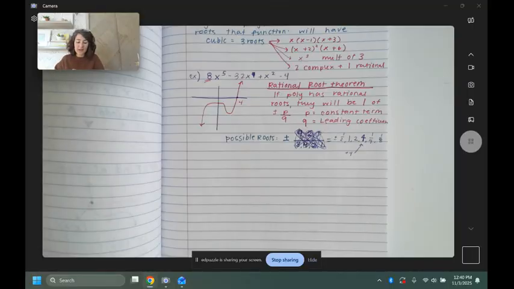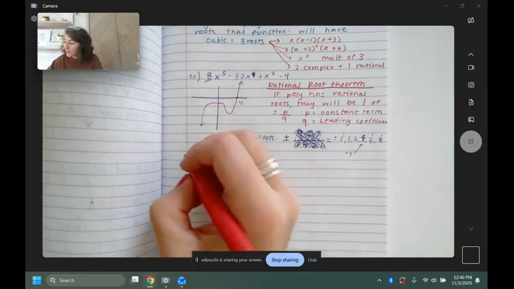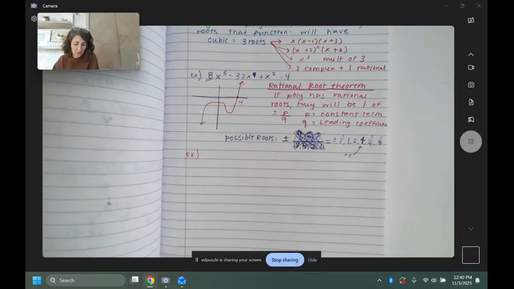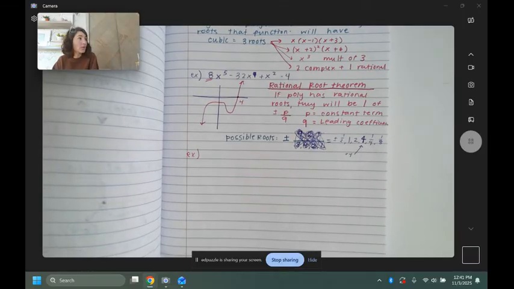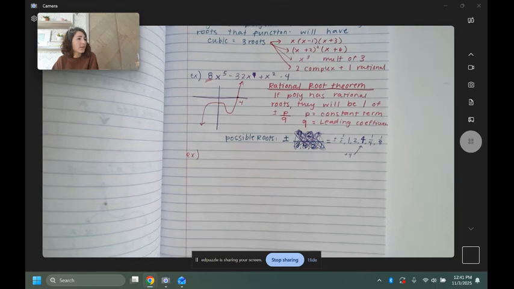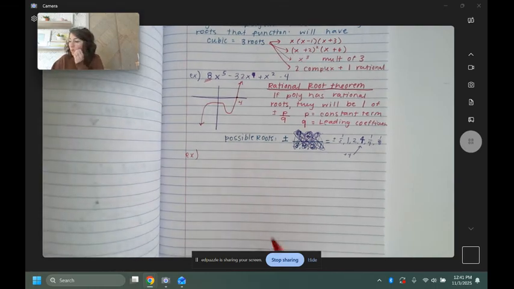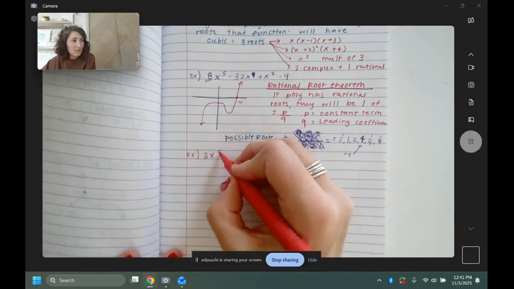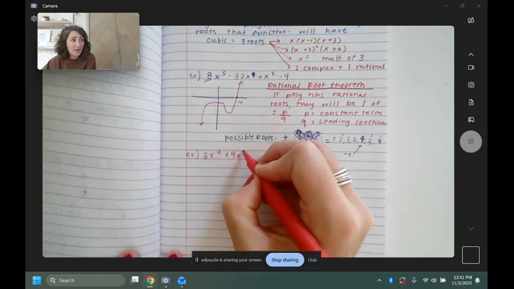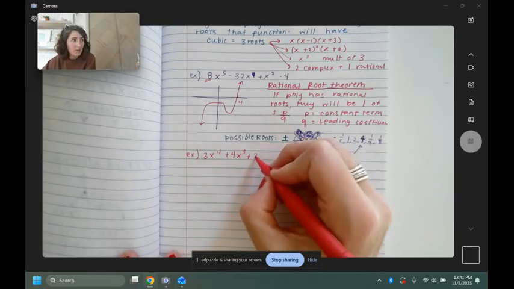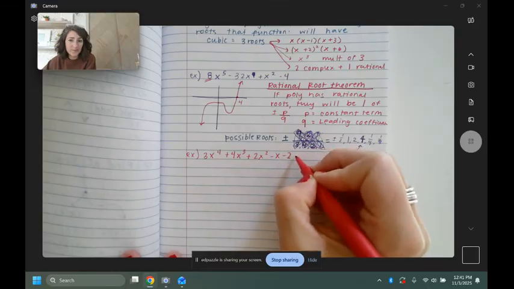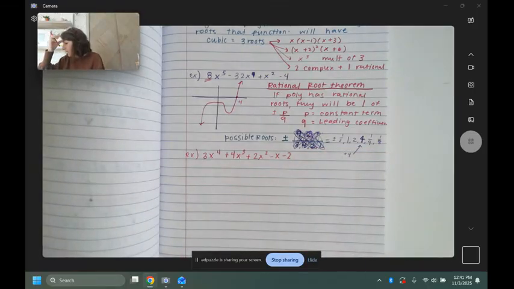Let's try that the long way. So my next example, oops, where did I write this one down? Hold on. All right, my next example would be this one. Find all the possible roots of 3x to the 4th plus 4x to the 3rd plus 2x squared minus 2x minus 2. All right, find all the possible roots.